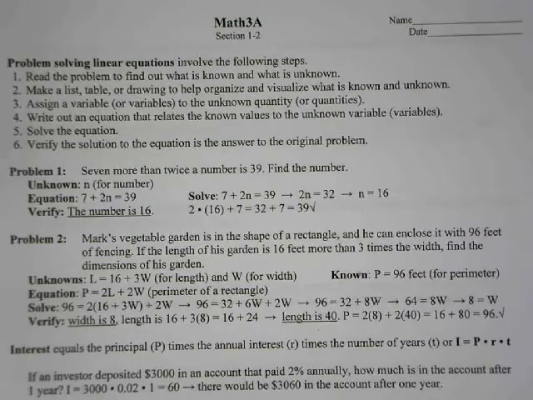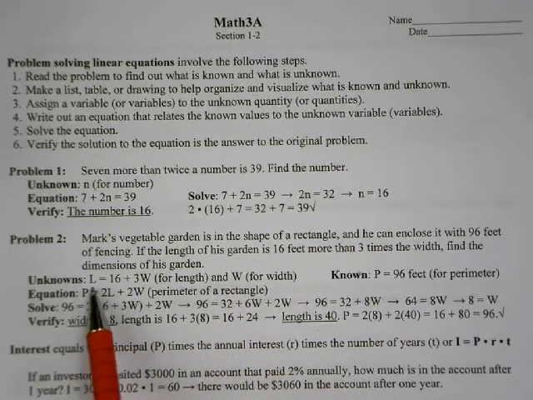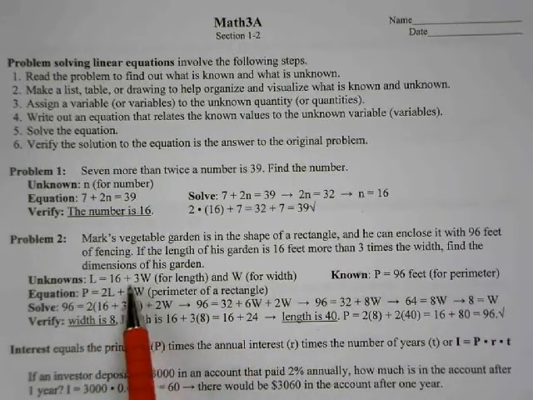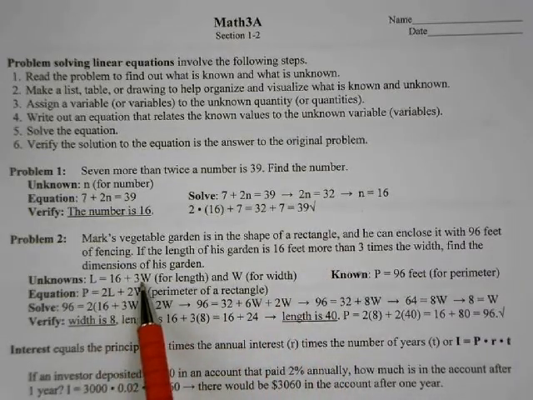Okay, here's another one. Mark's vegetable garden is in the shape of a rectangle, and he can enclose it with 96 feet of fencing. If the length of his garden is 16 feet more than 3 times the width, find the dimensions of his garden. Now, one of the things that can help in a problem like this is to make a drawing. Make a rectangle. And when you're putting things in, we know we've got a width, and we know we have a length, but the length is 3 times the width plus 16. 16 more than 3 times the width.